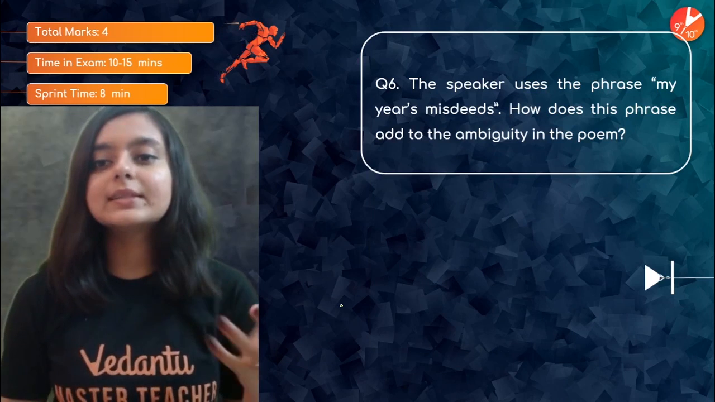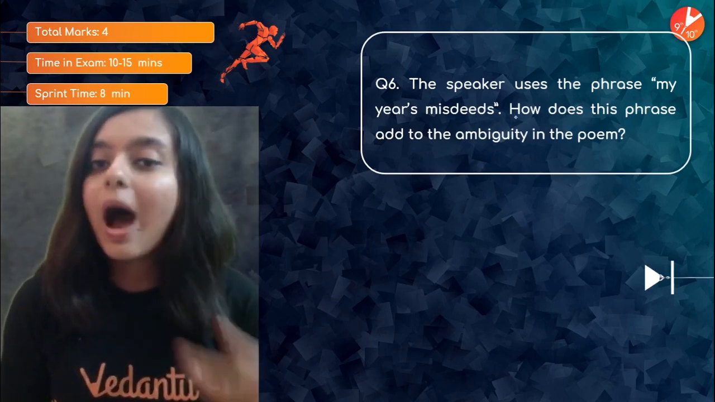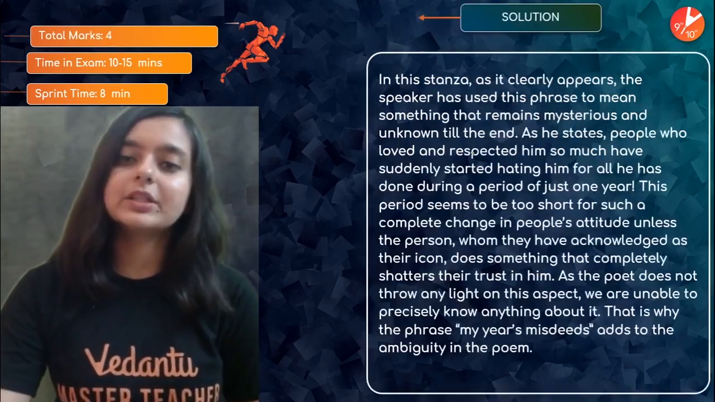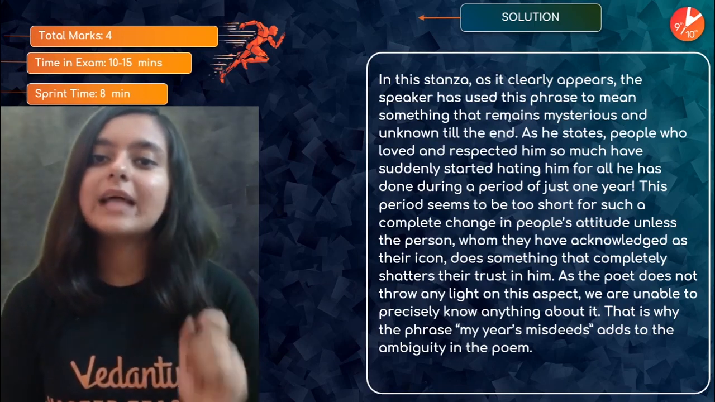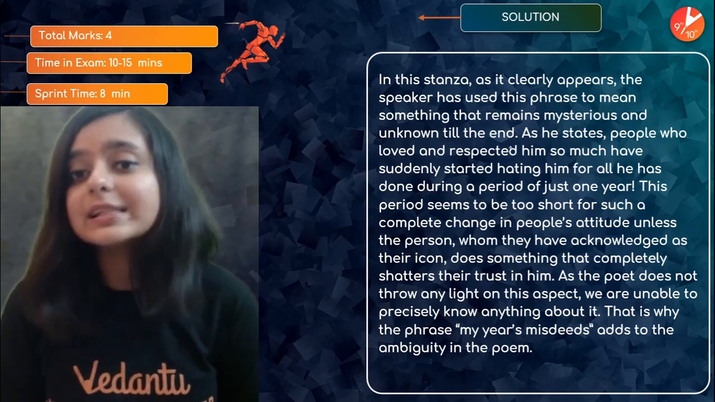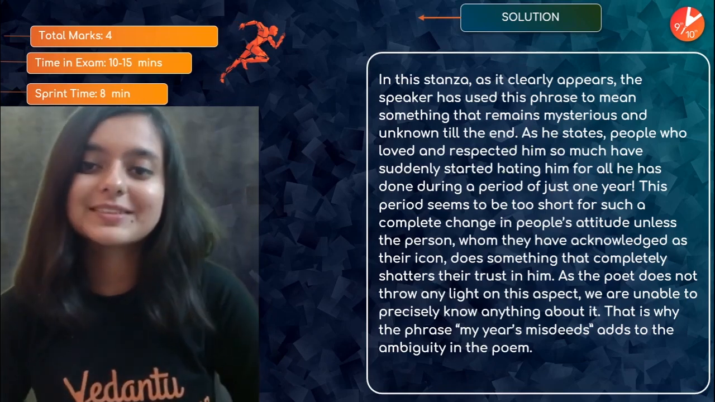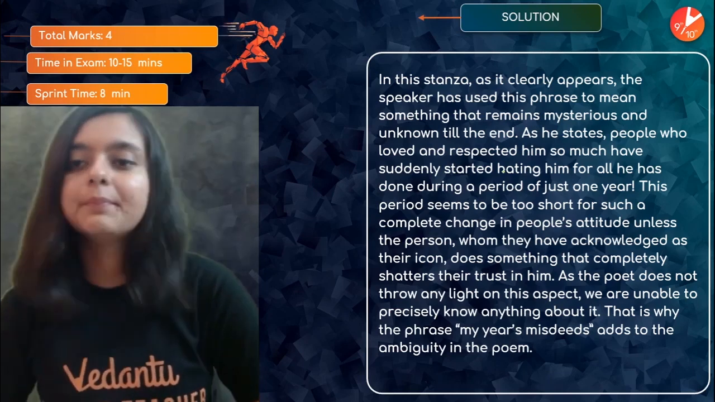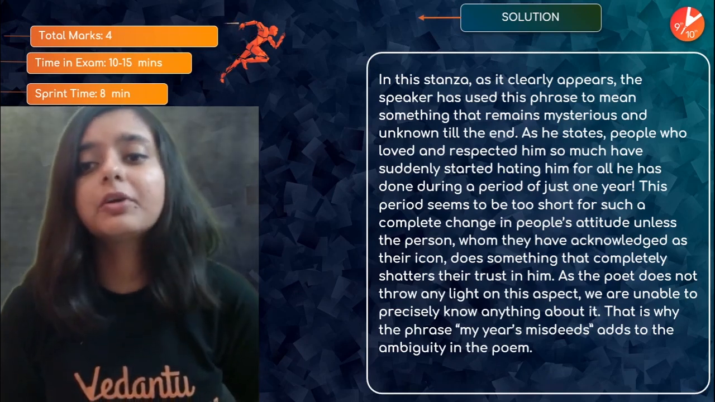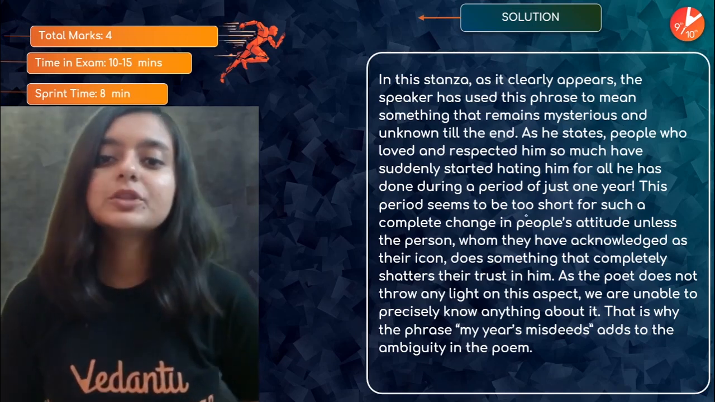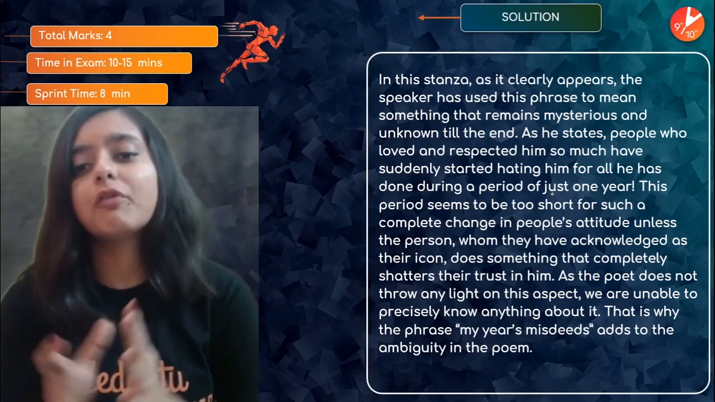That's the very question that has been asked. So basically you have to talk about how this phrase is adding to the ambiguity of the poem. As it clearly appears, the speaker has used this phrase to mean something that remains mysterious and unknown till the end. As he states, people who had loved and respected him so much have suddenly started to hate him for all that he has done for just a period of one year. This period seems to be too short for a complete change in the mindset of those people.